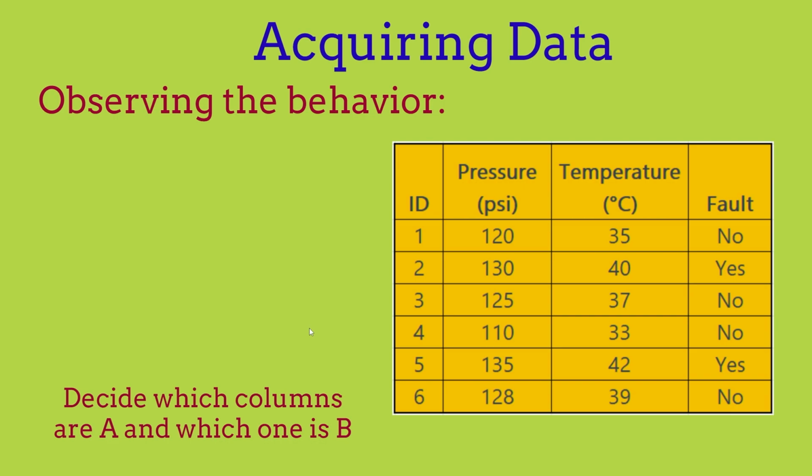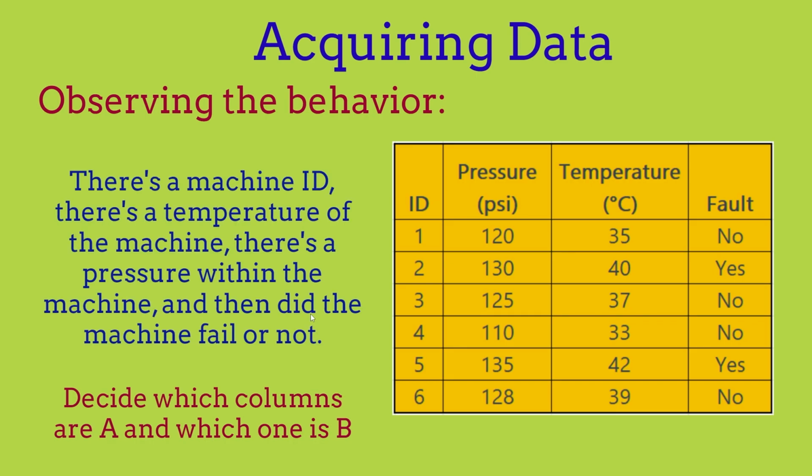see that the input A is going to be the ID because we have to provide that, and then we also have the pressure and the temperature, and then our output B is whether it's at fault or not. So basically our inputs are based on the pressure and the temperature, and are we getting an output of a fault, yes or no? So there's a machine ID, the temperature of the machine, the pressure within the machine, and then did the machine fail or not.